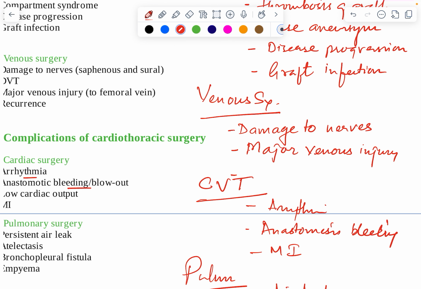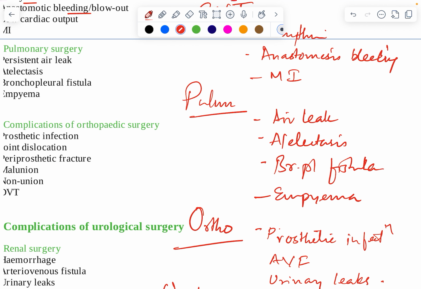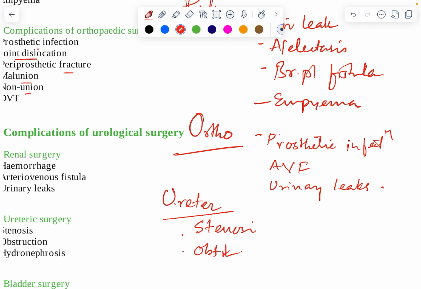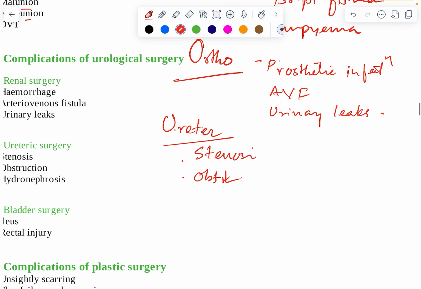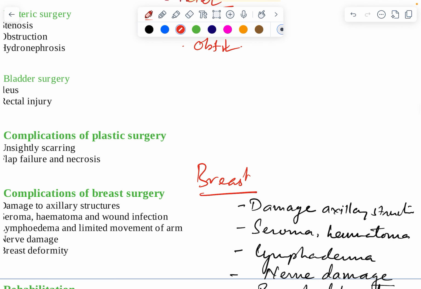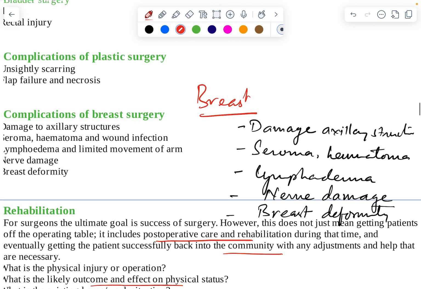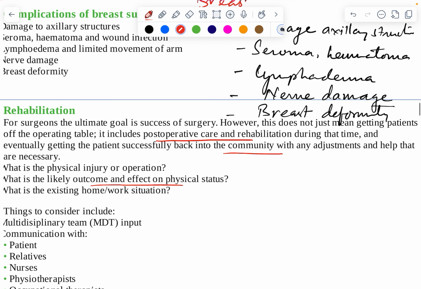Complications of cardiothoracic surgery may be arrhythmia, anastomotic bleeding, blowout, and low cardiac output. Pulmonary surgeries: air leak, atelectasis, bronchopleural fistula. Complications of orthopedic surgery: prosthetic infection, joint dislocation, periprosthetic fracture, malunion, non-union, DVT. Urology: hemorrhage, arteriovenous fistula, urinary leak. Ureteric surgery: stenosis, obstruction, bladder injury, ileus, rectal injury. Plastic surgery: scarring, flap failure, necrosis. Breast surgery: damage to axillary structures, axillary nerves, seroma formation, lymphedema, lymph nerve damage.